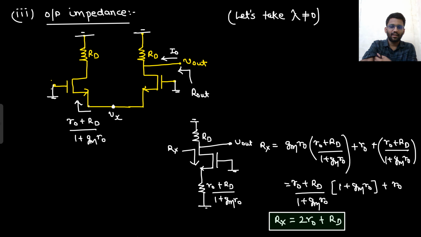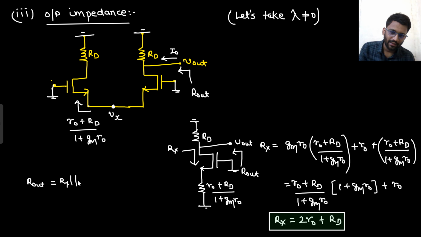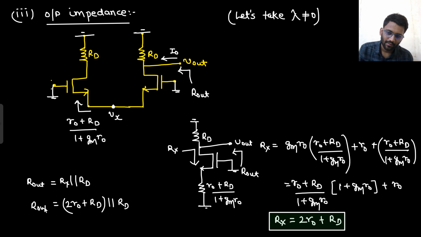So what will be your final Rout? This is your Rout. I am writing your final Rout here. Your final Rout would be Rx parallel with RD, right? Rx is 2 R0 plus RD only. So Rout is (2 R0 + RD) parallel with RD.